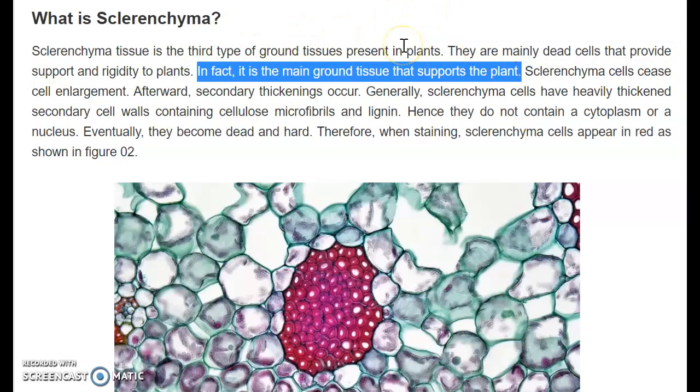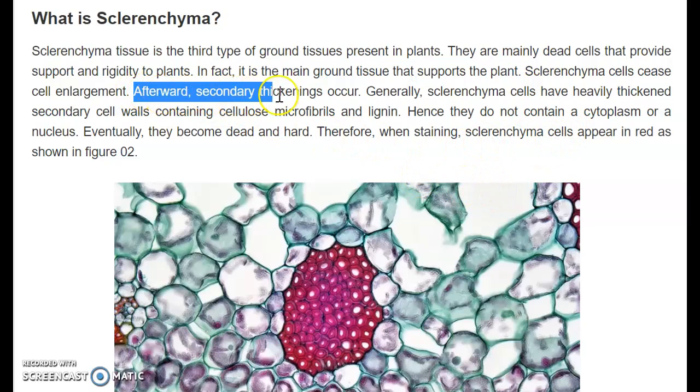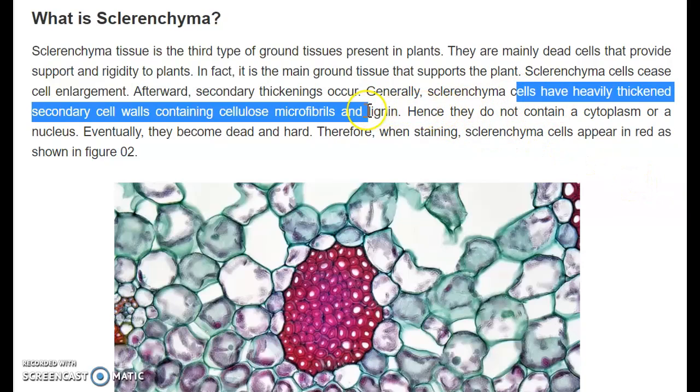Okay, in this ground tissue, this gives the support to the plant, and the sclerenchyma ceases cell enlargement, so it stops growing. Then lignin gets laid down inside the primary cell wall, and that's when the secondary thickening occurs. So sclerenchyma cells generally have thickened secondary cell walls that contain cellulose and lignin. So they don't have any cytoplasm or nucleus. They eventually become dead and hard, and therefore when you stain them, that's why they often appear red.